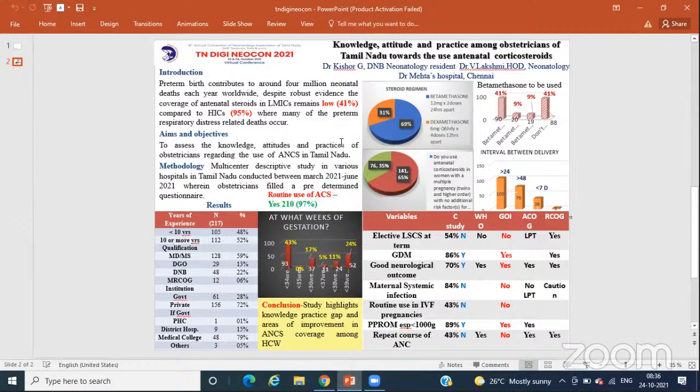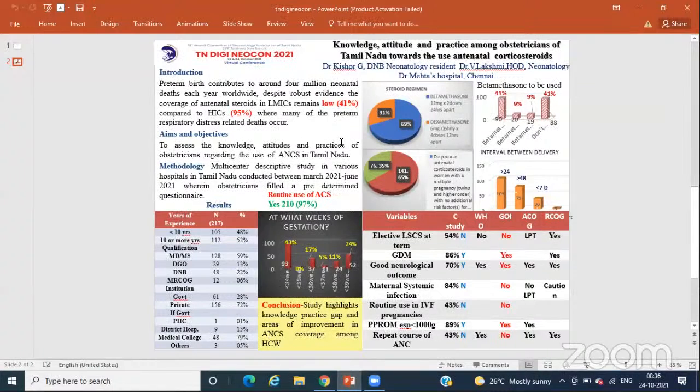It was a multi-centered descriptive study done in various hospitals in Tamil Nadu, conducted between March 2021 to June 2021, where obstetricians filled in a predetermined questionnaire. The questions were derived from the ACOG guideline and reviewed by the expert committee of the Mehta Hospital. We got a total of 217 responses. Out of that, 97% of physicians are using antenatal steroid routinely for preterm birth. 43% are using it for delivery less than 34 weeks, while 24% use it till 39 weeks.